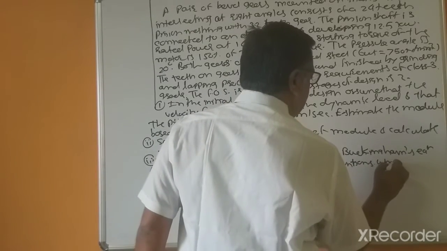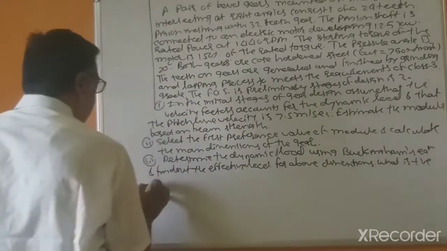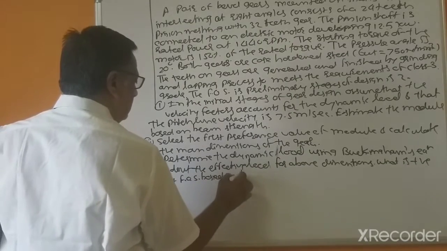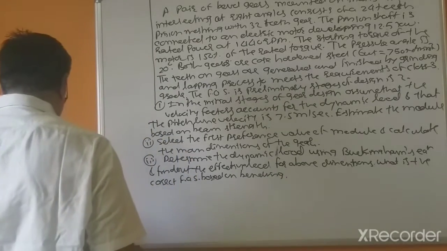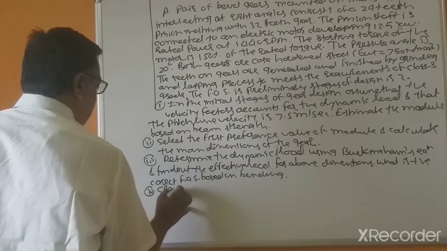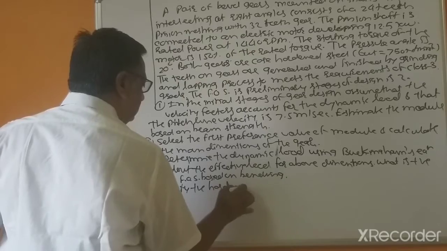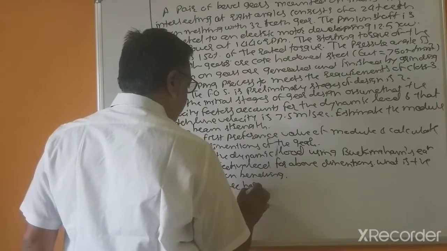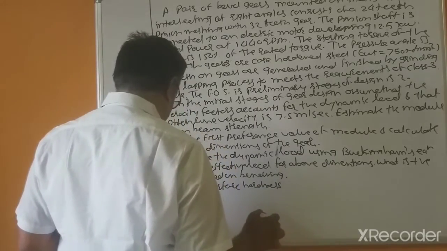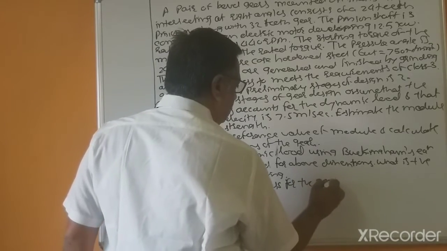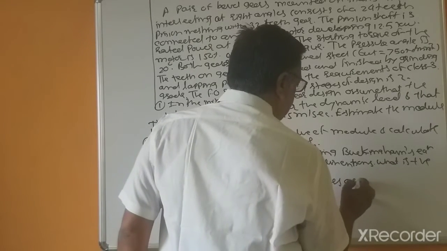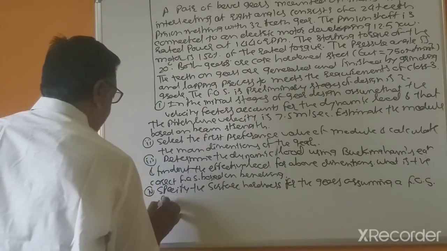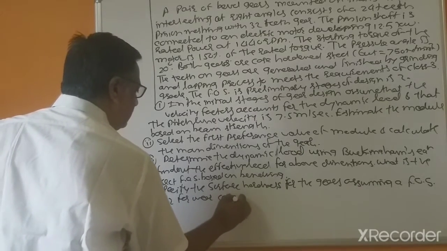What is the correct factor of safety based on bending? Last, specify the hardness, so this is the surface hardness for the gears, assuming a factor of safety of 2 for wear considerations.